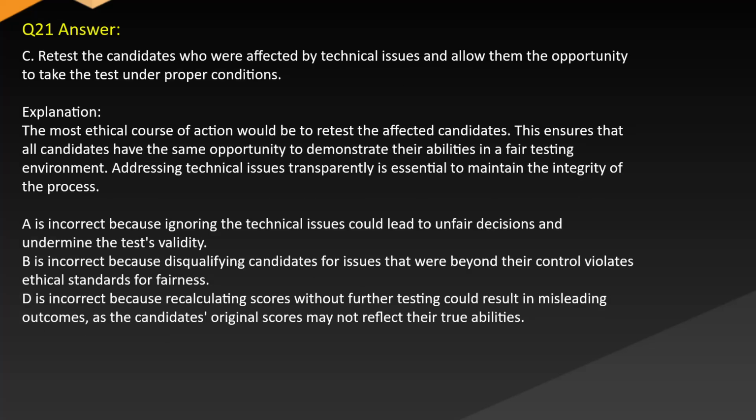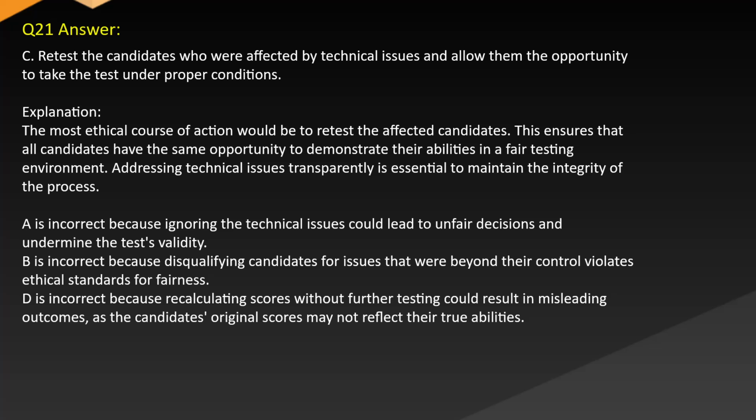Answer C. Retest the candidates who were affected by technical issues and allow them the opportunity to take the test under proper conditions. Explanation. The most ethical course of action would be to retest the affected candidates. This ensures that all candidates have the same opportunity to demonstrate their abilities in a fair testing environment. Addressing technical issues transparently is essential to maintain the integrity of the process.